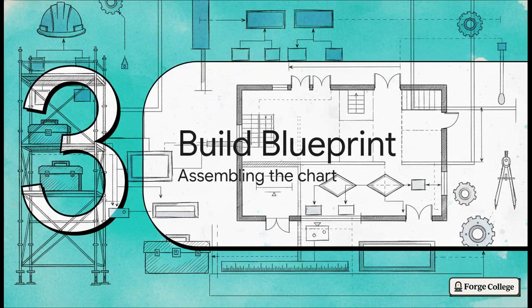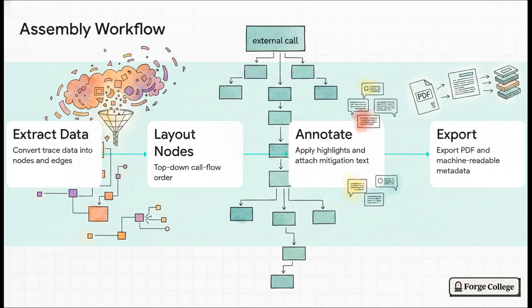All right, Section 3, building the blueprint. Let's physically step onto the construction floor. These 4 chronological steps form our assembly workflow, magically turning raw transaction data into an elegant top-down schematic. First, you convert your trace data into nodes and edges. Second, you lay those nodes out in a logical top-down call flow order, starting from the external call and cascading down to the children. Third, you apply your highlights and slop on that mitigation text. And fourth, you export a high-res PDF alongside your machine-readable metadata. It's a highly systematic process, kind of like laying bricks one by one.